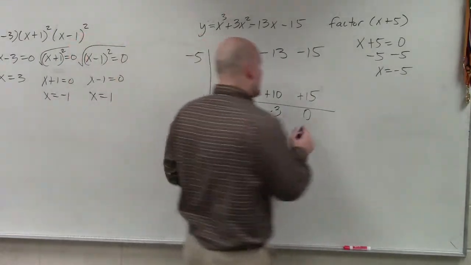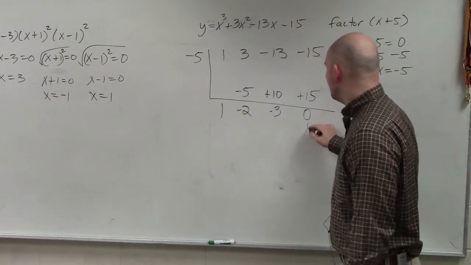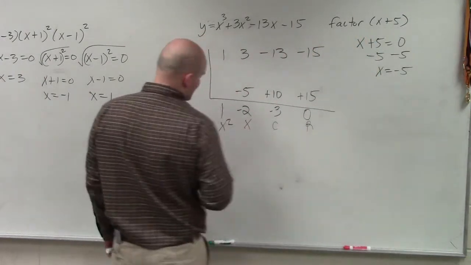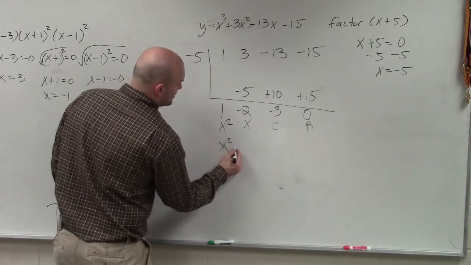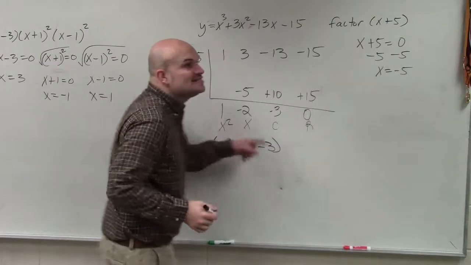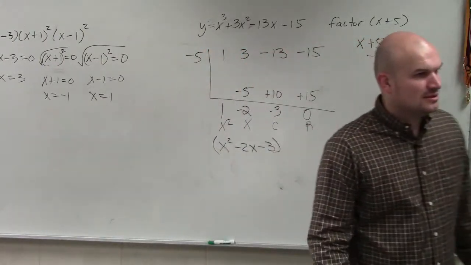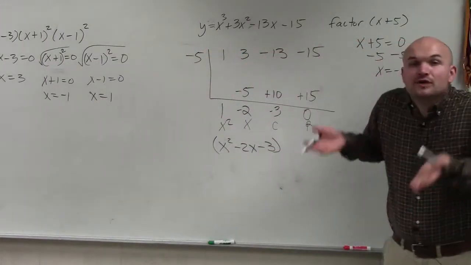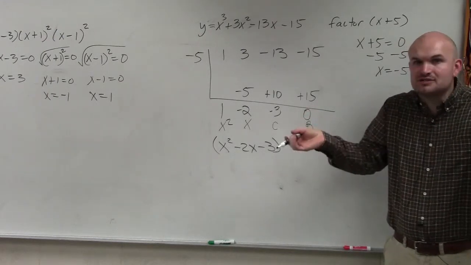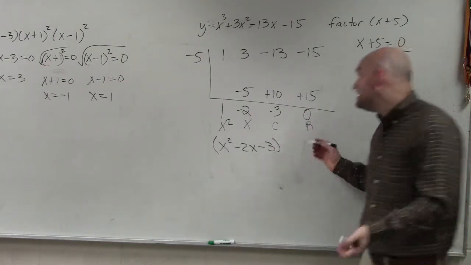But how do we write the factor? Remember, the first thing is remainder, constant, linear, quadratic. So therefore, it's x squared minus 2x minus 3. That is our other factor. So if we go from a factor and we want to find the zeros, what do you set your factors to? 0. You set it equal to 0.